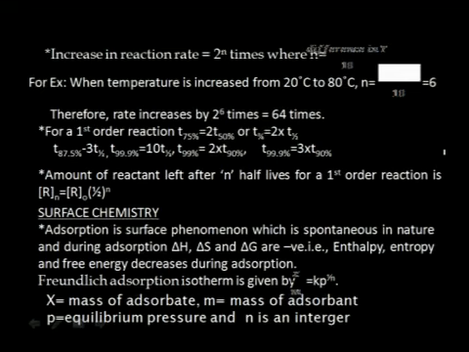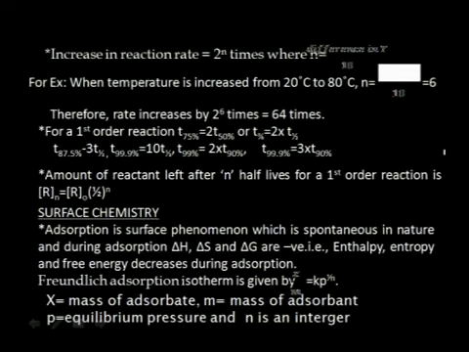Then in question number 7, the rate constant of a reaction is 0.69 into 10 power minus 2 per minute, and the initial concentration is 0.2 mole per liter. You are asked for the half-life period, and the options given are 800 seconds, 600 seconds, 400 seconds, and 6024 seconds. When you look at the unit of rate constant K as per minute, we can come to the conclusion that this is the value of the rate constant of a first order reaction.